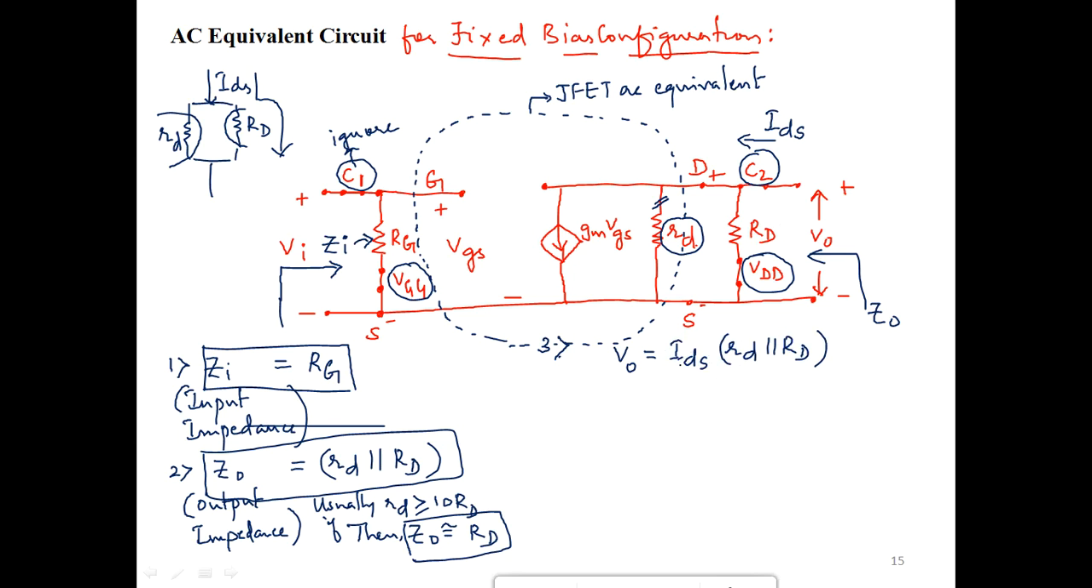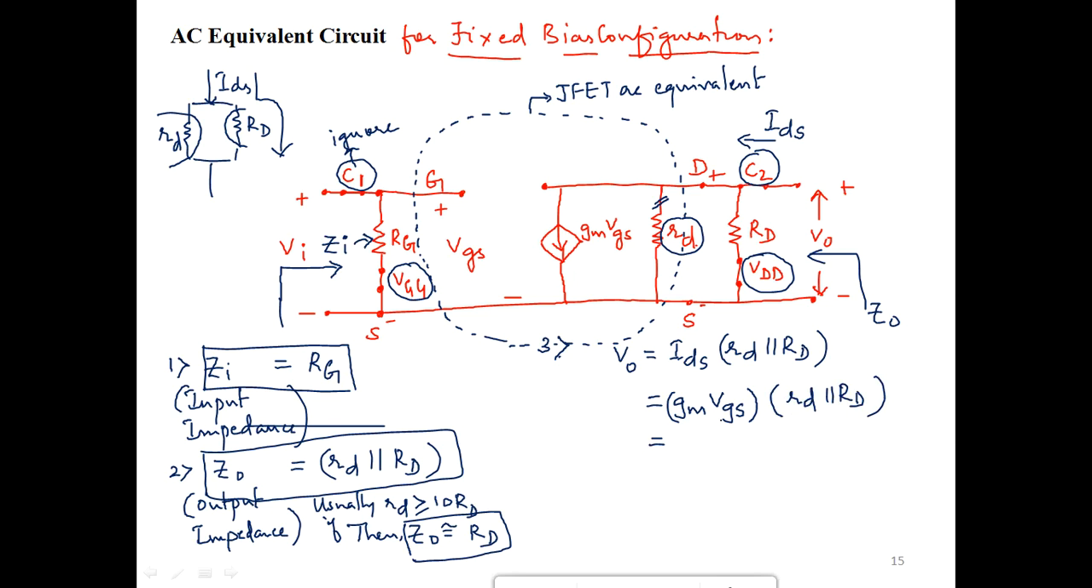Okay, now how can I represent IDS? See, IDS is the current which is flowing, and I can represent it as the current source, Gm multiplied by VGS, extremely important. Okay, this parameter, right? And multiplied by Rd parallel to capital Rd.